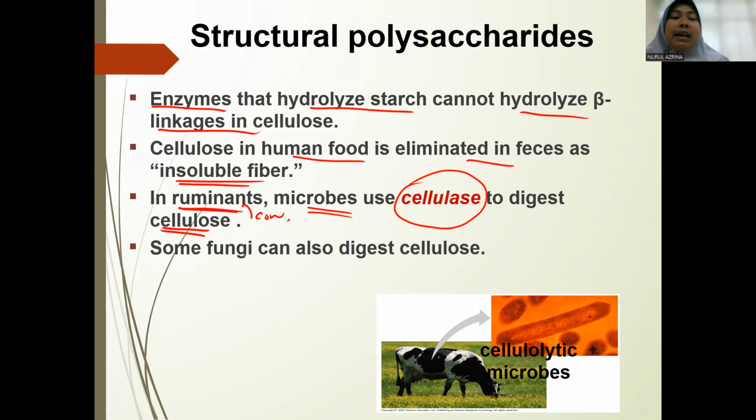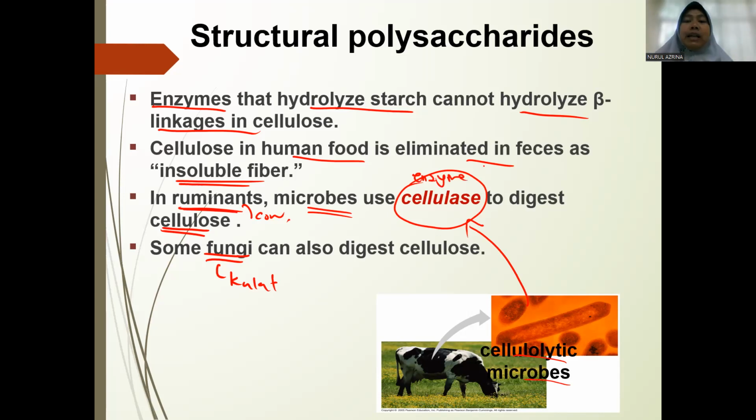Alright. Okay, some fungi, sesetengah kulat juga, right, can digest cellulose. Okay, contohnya mushroom yang ada dekat pokok. So dia pun kadang-kadang tolong mencernakan, how to say, pokok-pokok mati itu kan. So some fungi also can digest cellulose. So ini bentuk cellulolytic microbe in the stomach of ruminant that helps to secrete cellulase enzyme. Okay, nama enzyme tu cellulase ya. Ni nama enzyme.